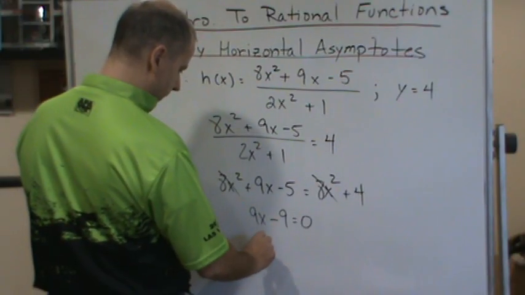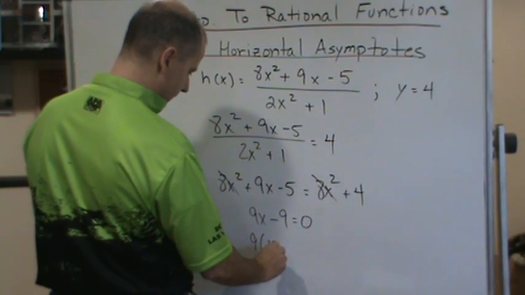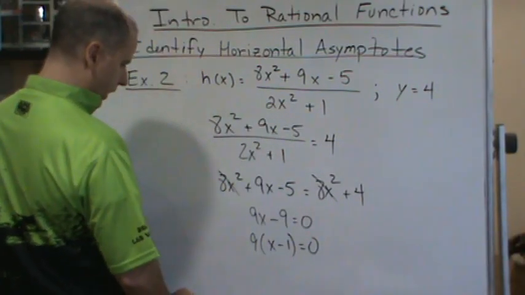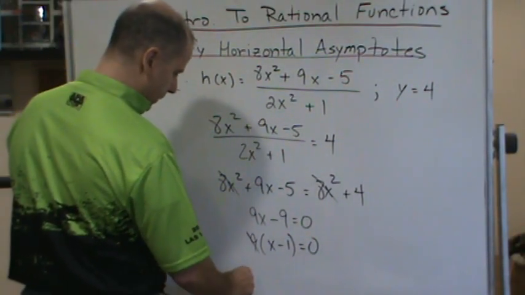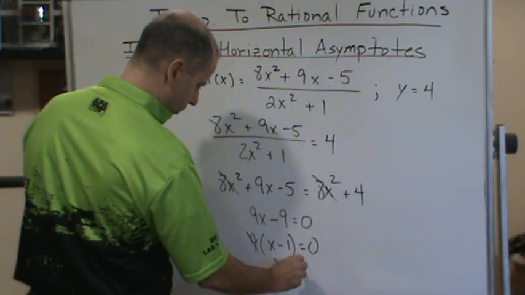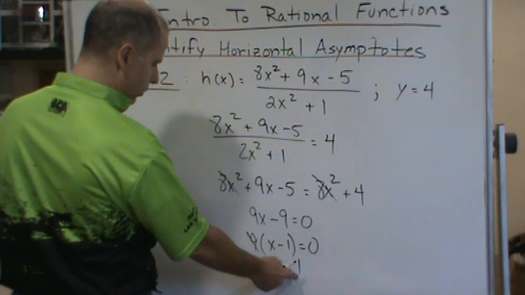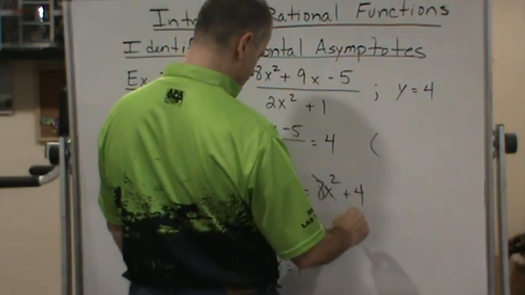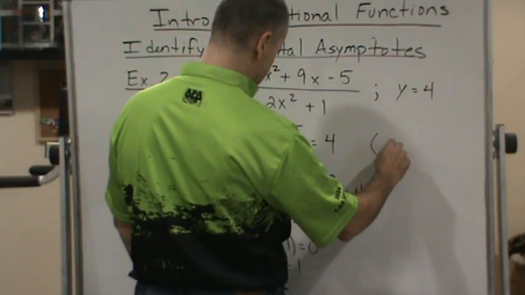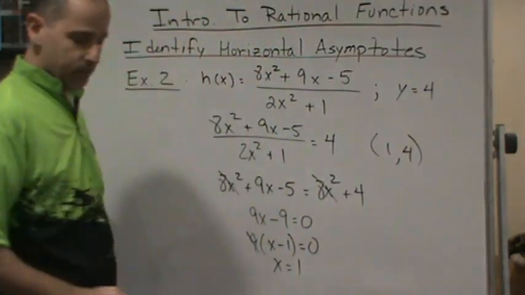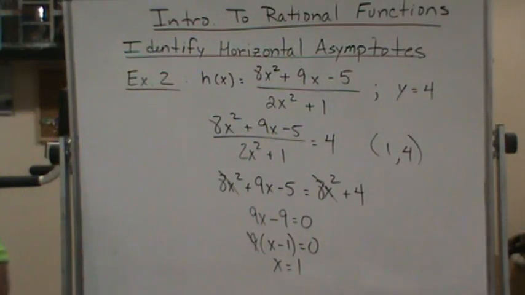And then if I factor out the 9, I get 9 times x minus 1. And of course, if I divide both sides by 9, I just get the same thing, and I get x is equal to 1. So x equal to 1 solves this. So guess what? That means it crosses the horizontal asymptote at the point (1, 4), and I'm done. And so that's where it crosses the horizontal asymptote.